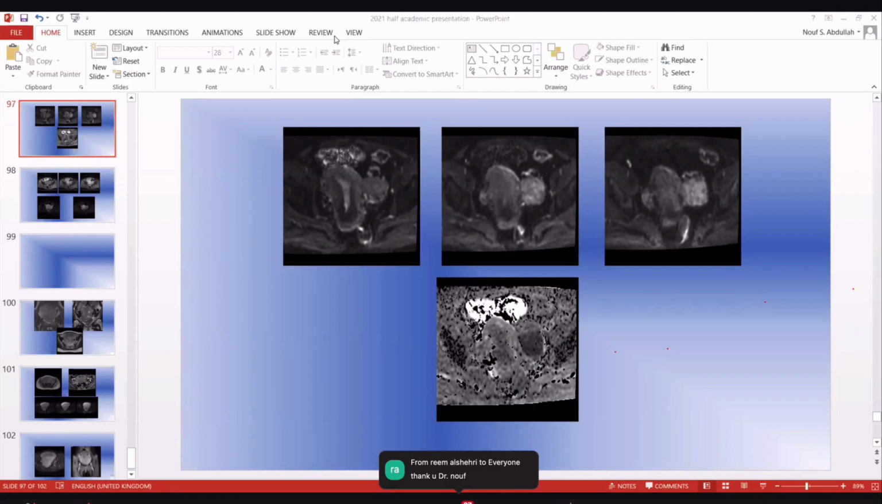Another question, what are the lesions that should not be biopsied? So generally speaking, ovarian lesion, adnexal lesion, we don't biopsy them at all. Endometrial, endocervical lesion, we usually biopsy them to give the diagnosis.